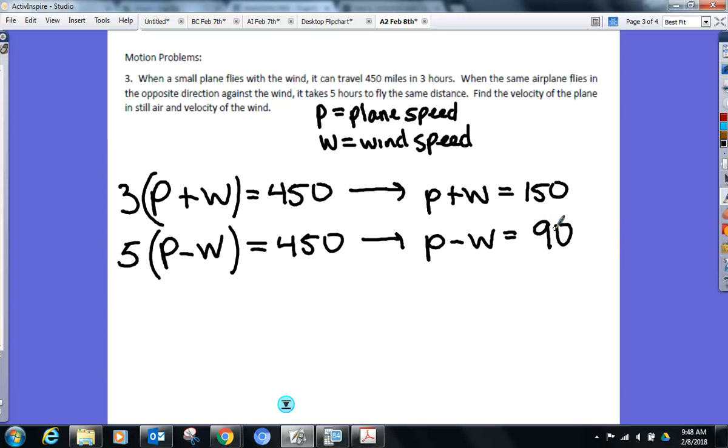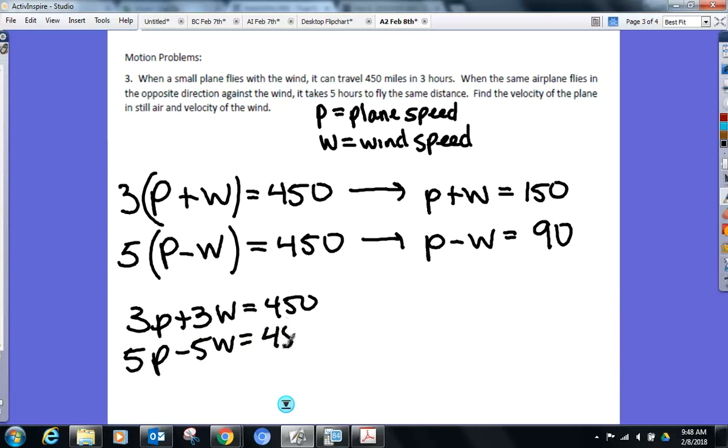Why do I like these two better than these two I'm writing up here if I distribute it? Why are these two equations better than if I distribute it? Boom! See you later. The w's are gone. Over here, you're like, oh, cripe! I got to multiply that by a 5, that by a 3, a negative. People start complaining, and I get furious. Does everyone see that this is a little bit more advantageous?